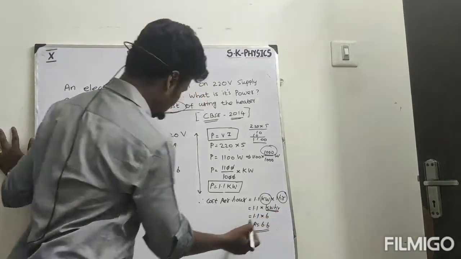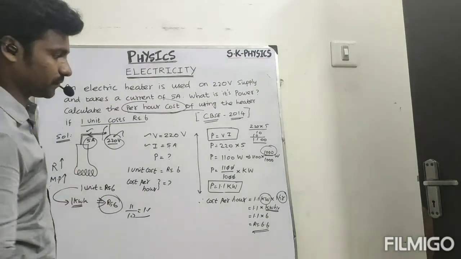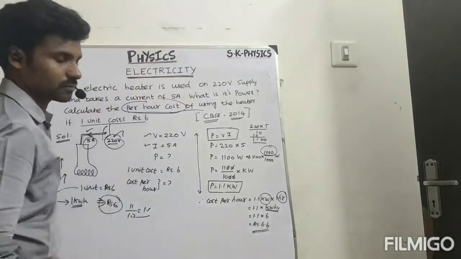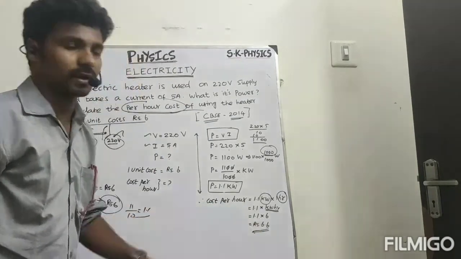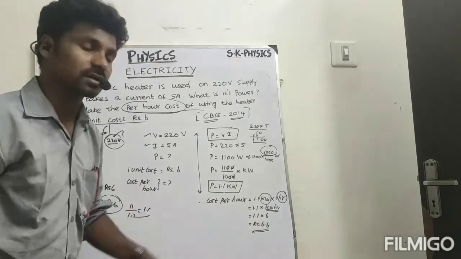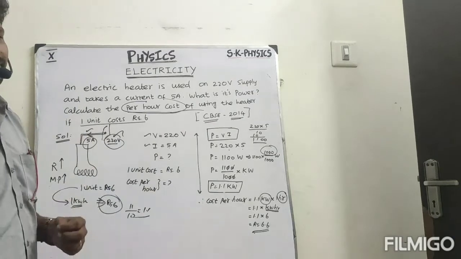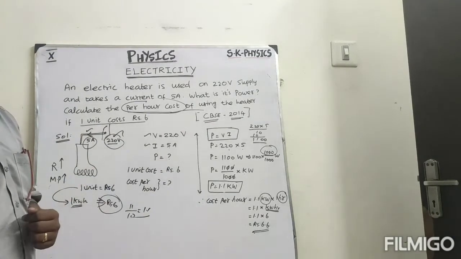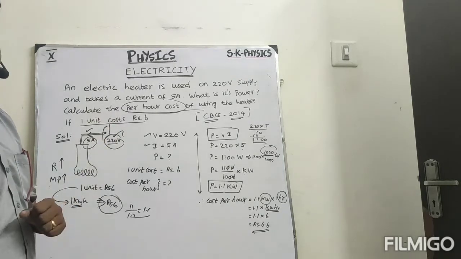You know 1 kilowatt hour is ₹6. So 1.1 into 6: 11 into 6 is 66, so 6.6. So how much cost will it be? 6 rupees 60 paise, not 6 paise, 6 rupees 60 paise.